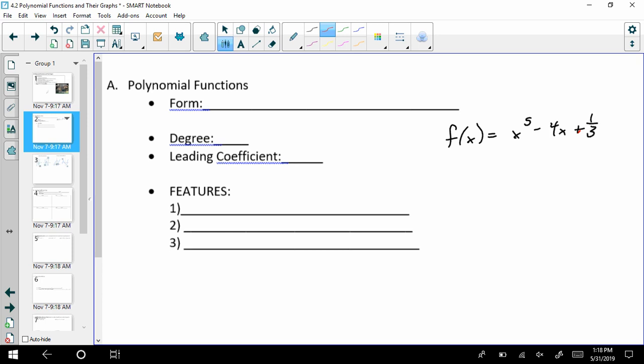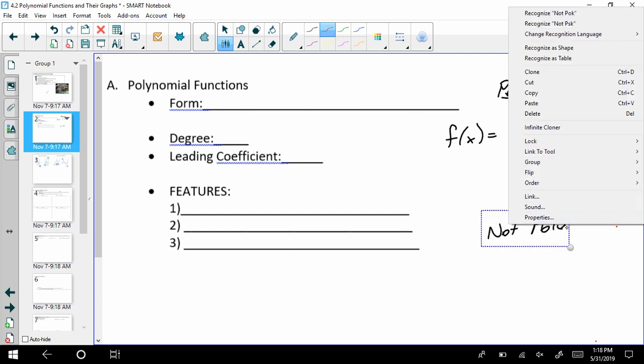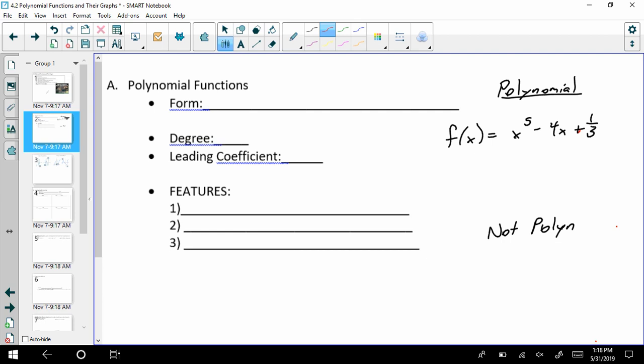is a polynomial. Let's actually make ourselves a little diagram here. I would maybe write this down. Then we're going to put not polynomials. And I want to see if you can tell me the difference. Something that would not be a polynomial. Something that would be a polynomial.